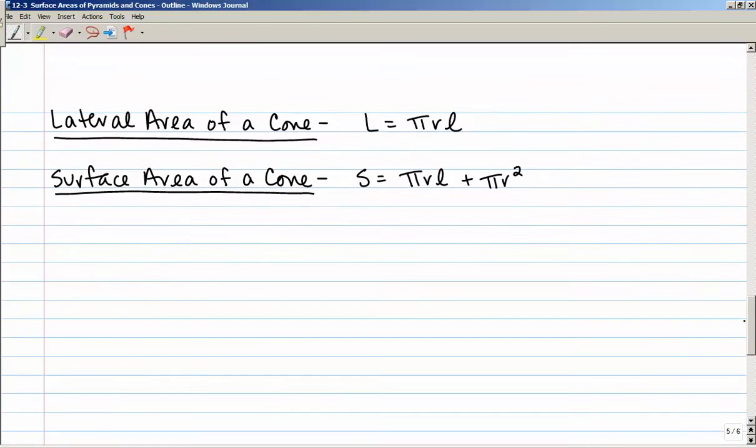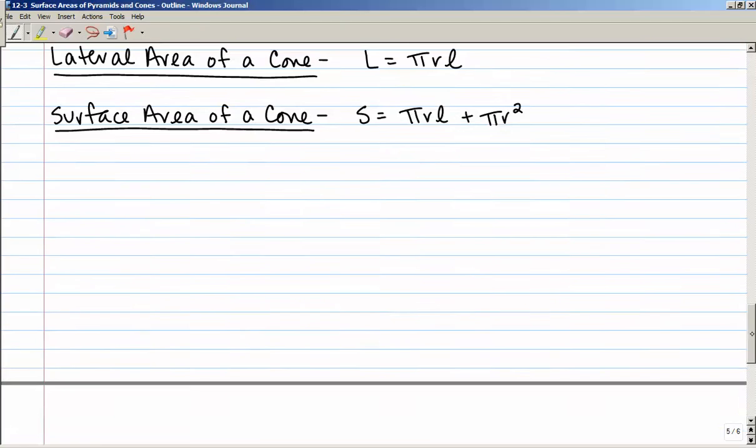And the formulas for lateral area and surface area: lateral area is given by L equals pi times R times L, pi times the radius of the base times the slant height. So that's going to be that cone-shaped part. And then the total surface area is given by S equals pi RL plus pi R squared, or the lateral area plus the area of the circular base.